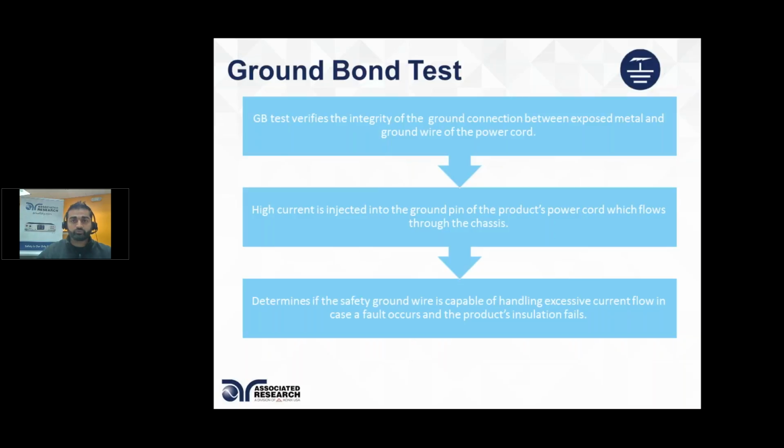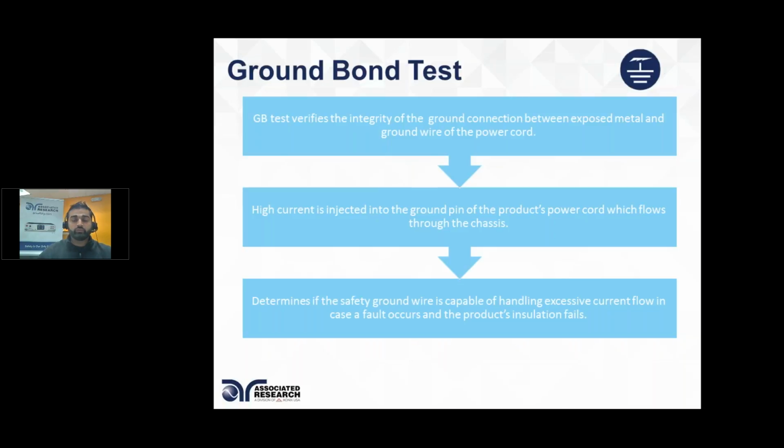If you have a 5 amp fuse on your product, then they recommend 10 amps, or it could be the higher of the two, either that or the branch circuit. So if your product is normally hooked up to a 15 amp branch circuit, they'll require you to run a 30 amp ground bond test.